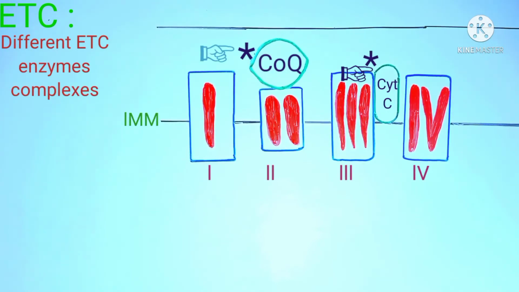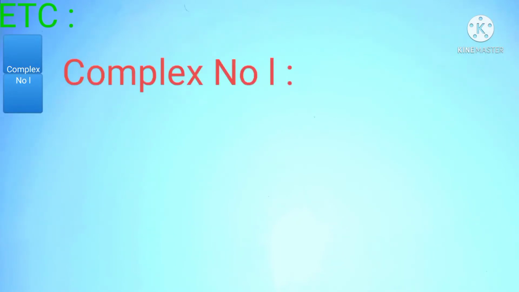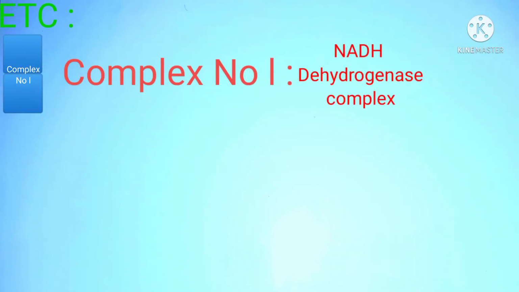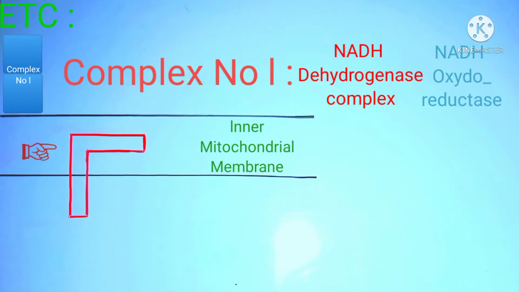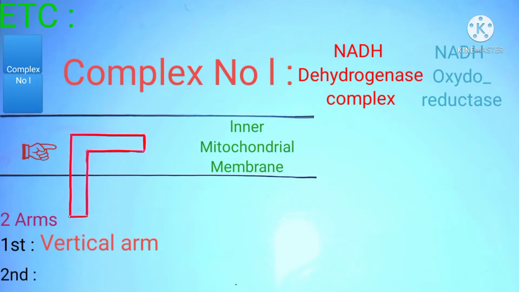So let's first talk about complex number 1 of electron transport chain. Complex number 1 is named NADH dehydrogenase complex. It is also known as NADH oxidoreductase. This first complex is an L-shaped protein complex which is present in the inner mitochondrial membrane. This L-shaped protein complex consists of 2 arms. The first one is the vertical arm and the second is the horizontal arm. The vertical arm is present inside the inner mitochondrial membrane.